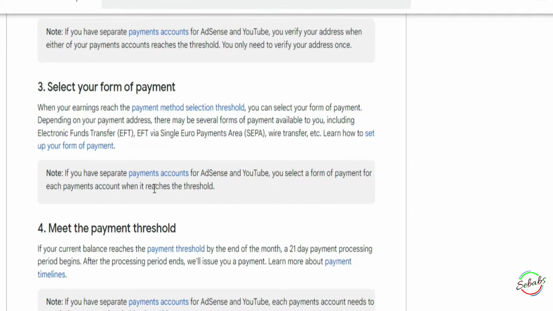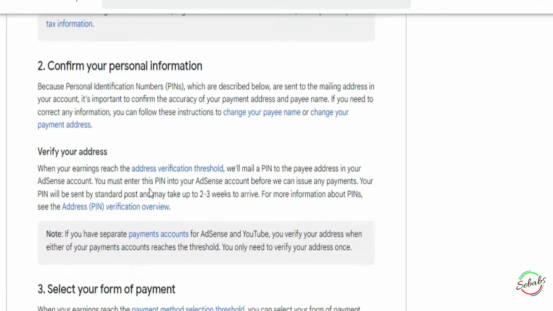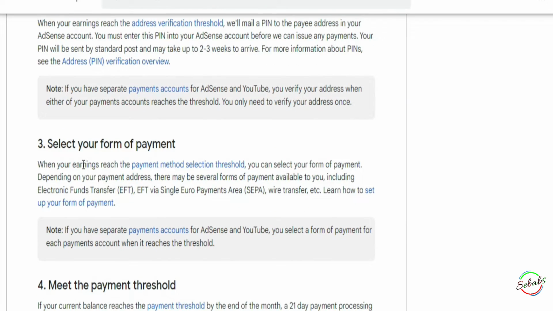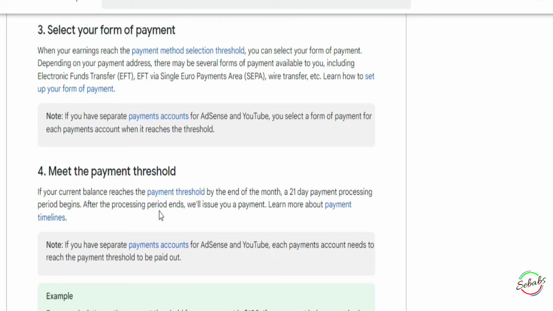And the third thing, after you completed these first two steps, you're going to have to come and select your form of payment. Here you're going to have three options. Either you select electronic funds transfer, EFT via single euro payments area, or wire transfer, or etc.